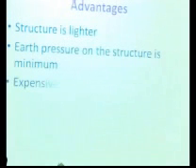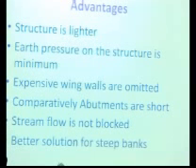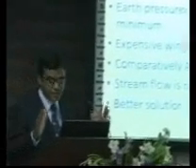So let's see the advantages of this particular abutment. The structure is lighter because it doesn't have much material. It's a skeleton only. So earth pressure on the structure is minimum. Expensive wing walls starting right from the bottom are omitted. Comparatively, abutments are short because it is pushed into the embankment, so you don't have to have a tall abutment standing right at the edge of the stream. Stream flow is not blocked. It is because it is pushed into the embankment. So it is a better solution for steep banks.